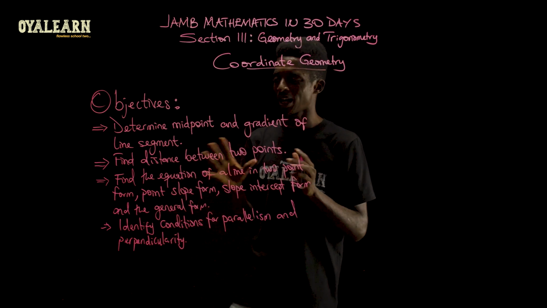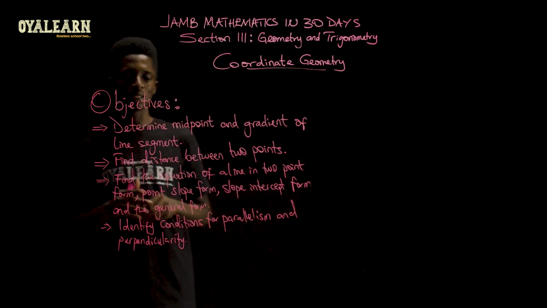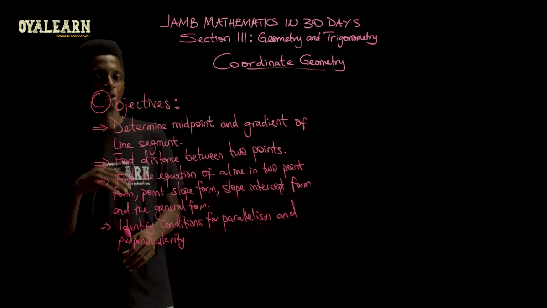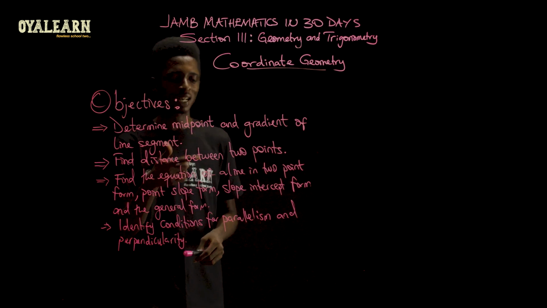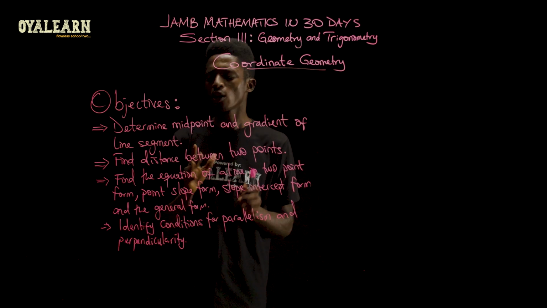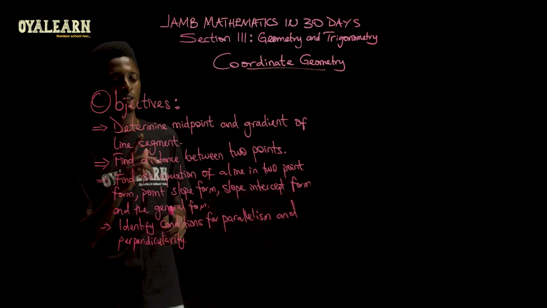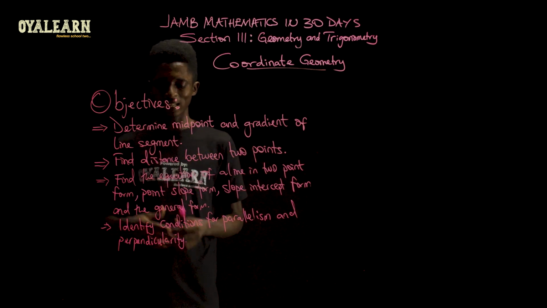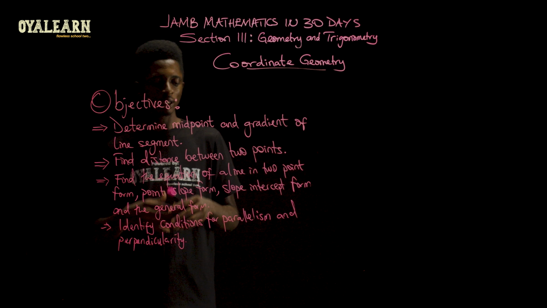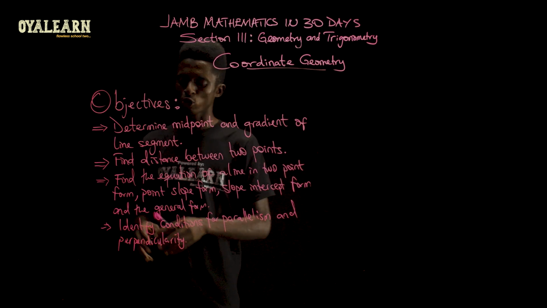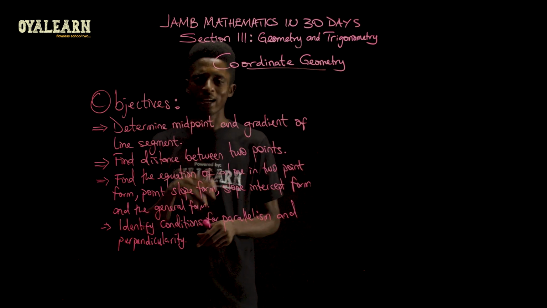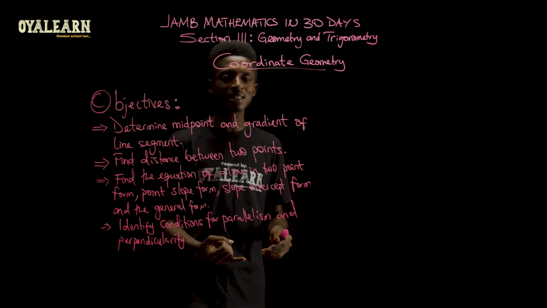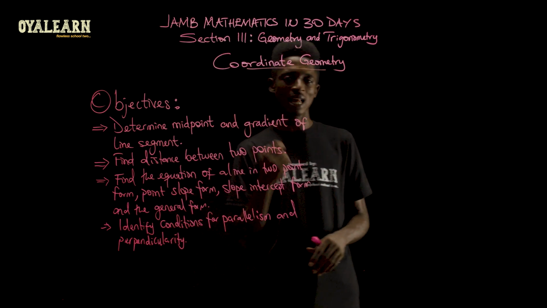Now, the objectives are as follows. You should be able to determine the midpoint and gradient of line segments. You're also expected to be able to find distances between 2 points. And not just that, you should also be able to find the equation of a line in 2-point form, in point-slope form, in slope-intercept form, and also the general form. And finally, you are expected to be able to identify conditions for parallelism and perpendicularity.